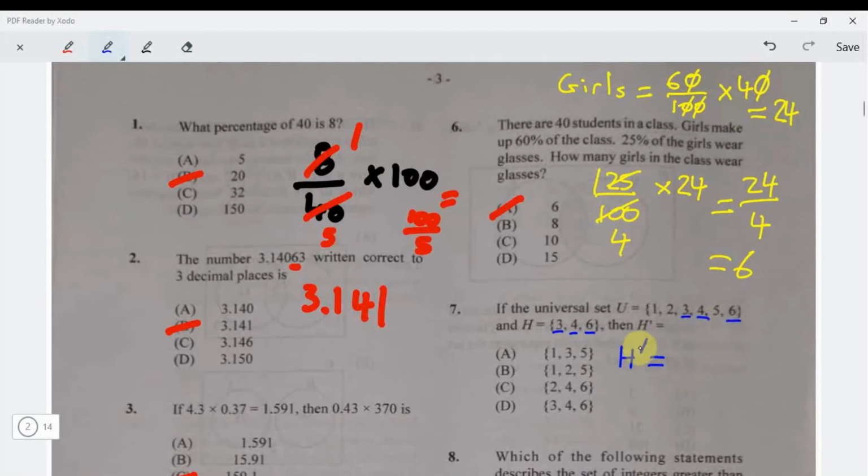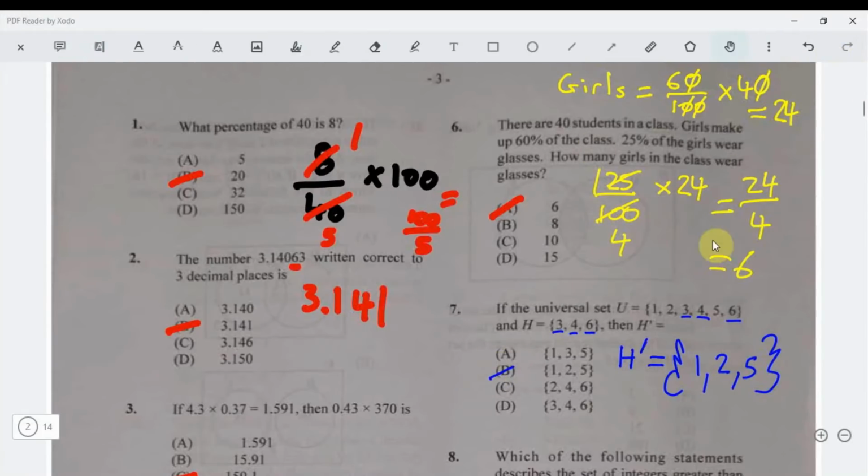So H prime is going to be not in H, which would be the ones that we didn't underline. 1, 2, and 5. That is H prime. 1, 2, and 5. That is B for number 7.